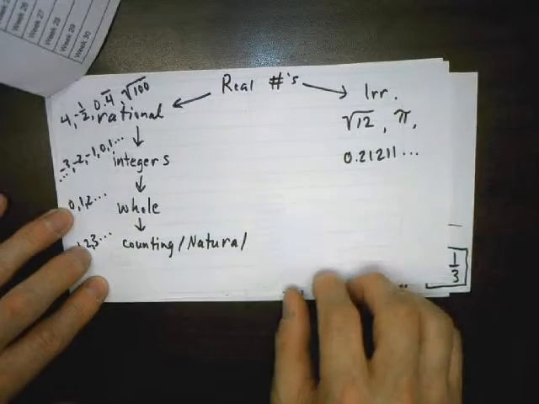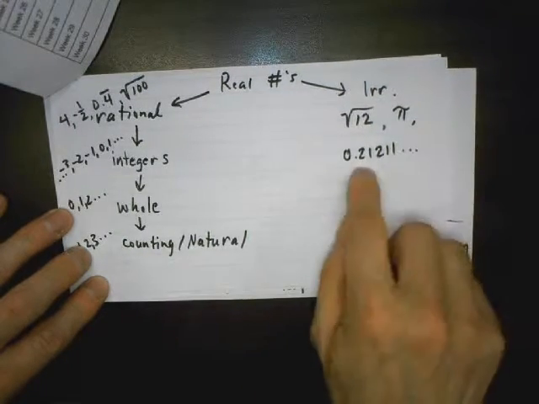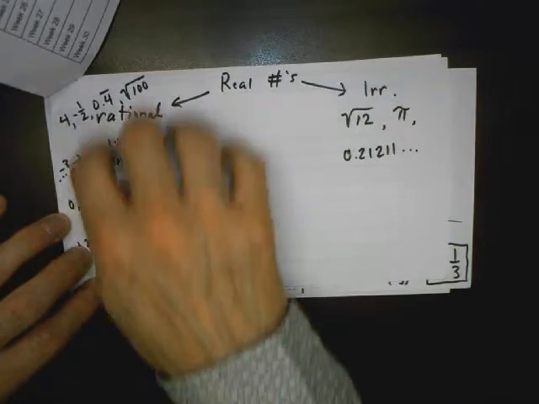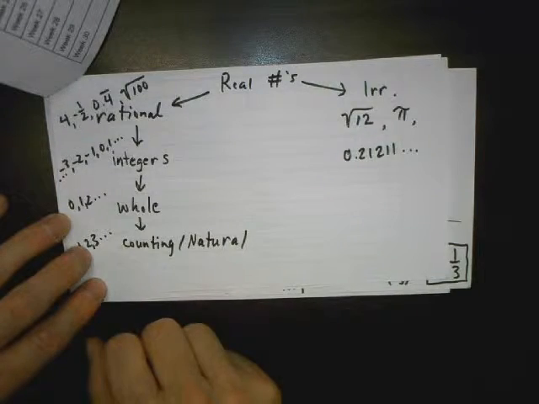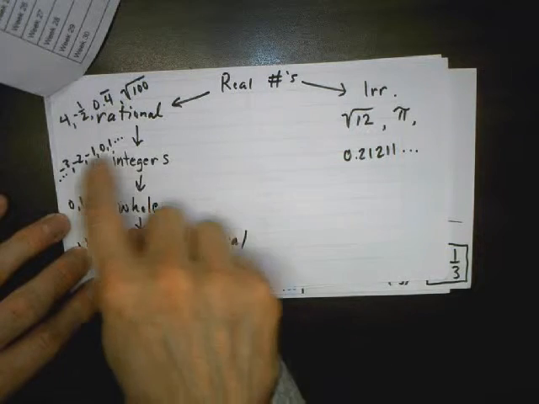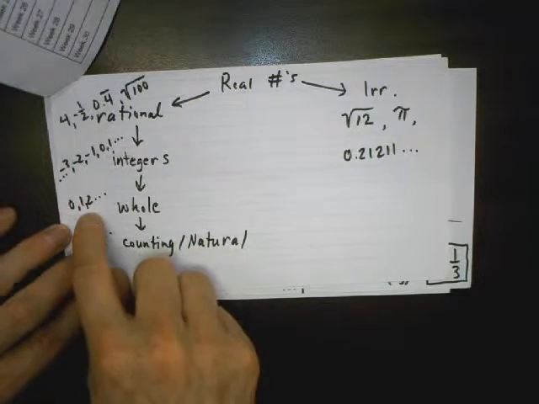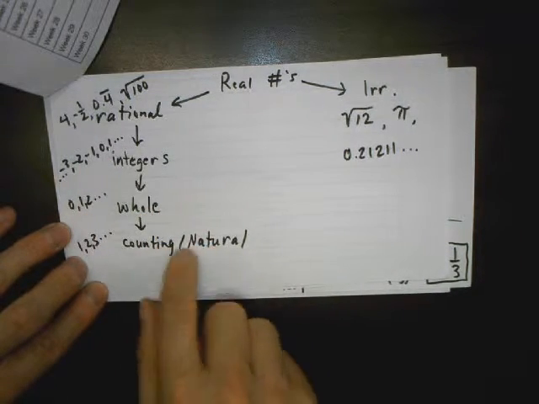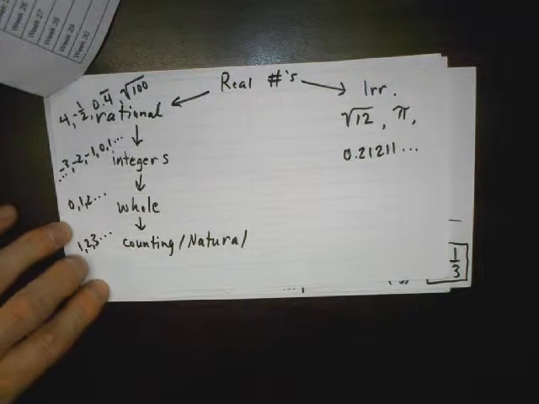So irrational, we talked about those over here, right? Radicand's not a perfect square, pi, decimals that never end and repeat. Everything else is rational. So all these numbers are rational, but if you want to get fancy, integers means no fractions, whole numbers means no fractions or negatives, and counting or natural numbers means don't even put 0.